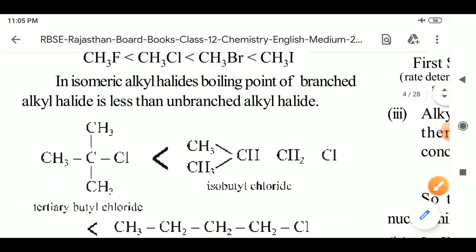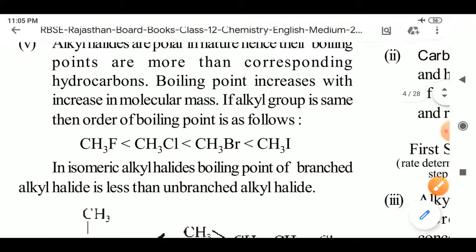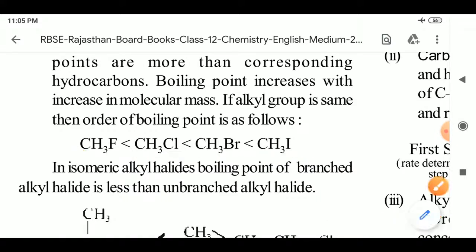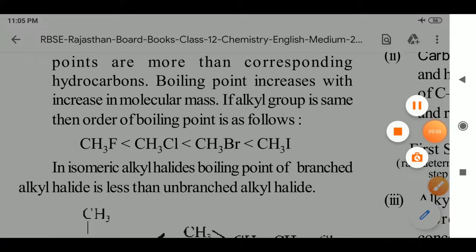But here, in CH3F, CH3Cl, the molecular mass increases, so the boiling point also increases. Clear?